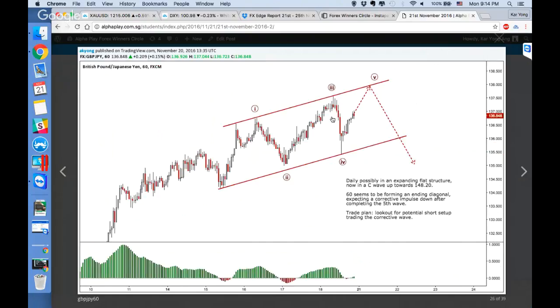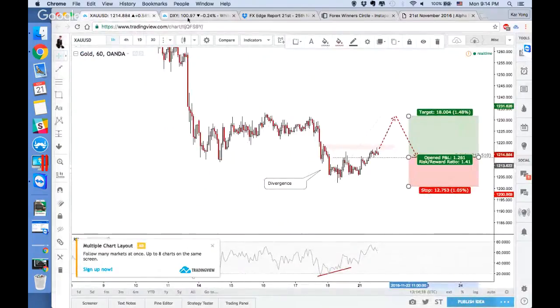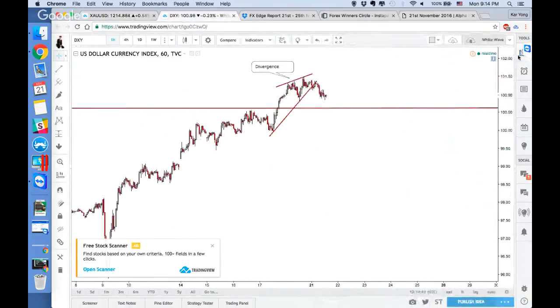On a 60 minutes time frame, this is what we are expecting price to do. I wrote here: 60 minutes seems to be forming an ending. Expect a corrective impulse down after this completion. My trade plan that I share with you here is to look out for the potential short setup, if this breaks. So the idea here, if I walk you through pound yen.